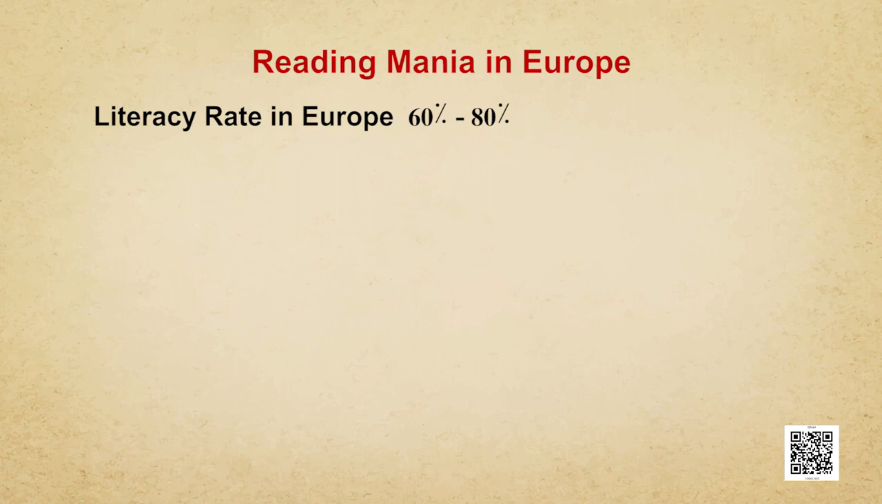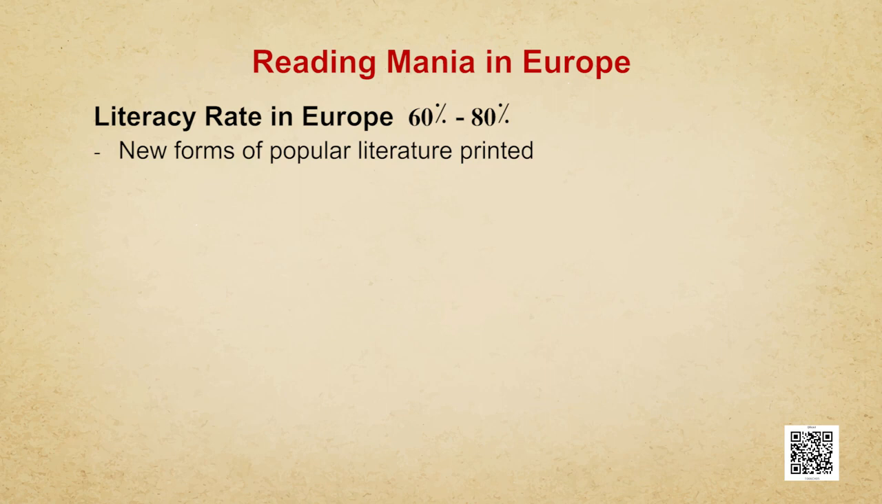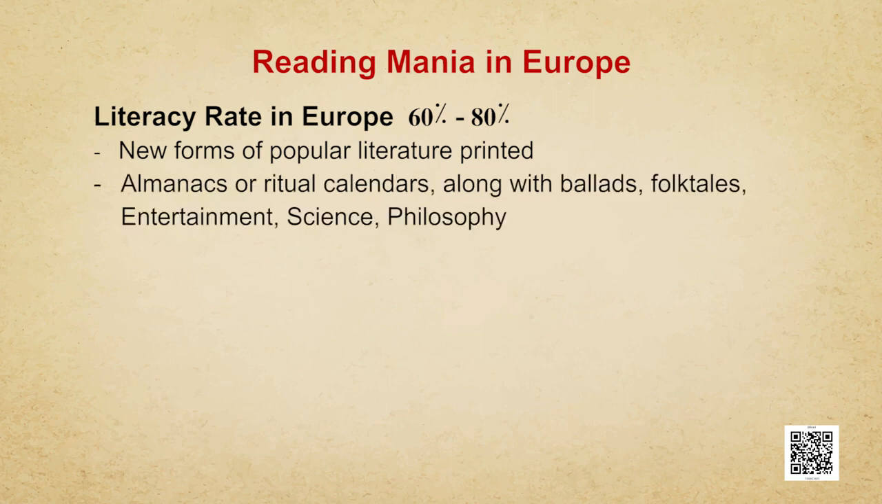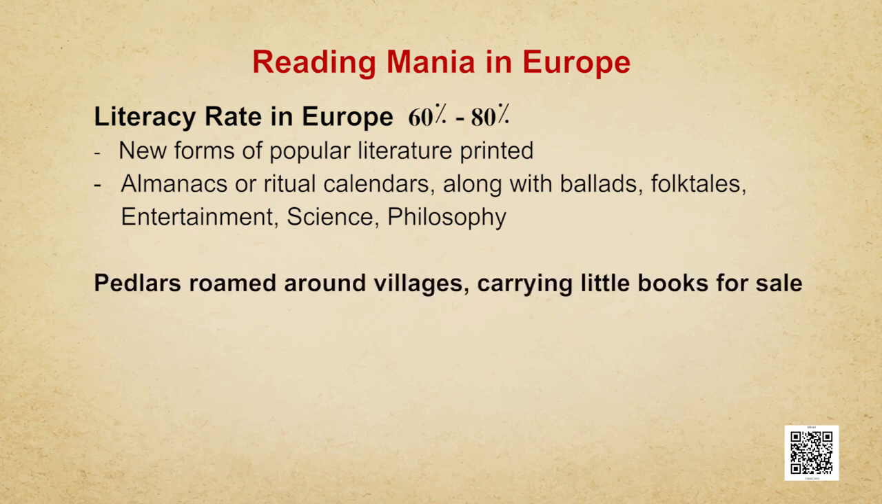Let us talk about reading mania in Europe. Friends, literacy rate in Europe was quite high from the standard of that time. It was rising from 60 to 80%. New forms of popular literature were printed. For example, almanacs or ritual calendars, along with ballads, folk tales, entertainment, science and philosophy. Peddlers roamed around villages carrying the little books for sale. So, it became available to even the people living in rural areas.